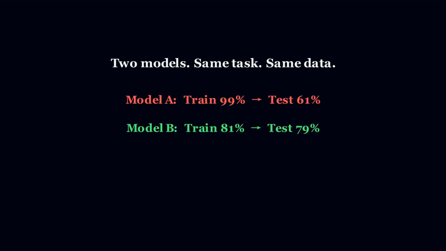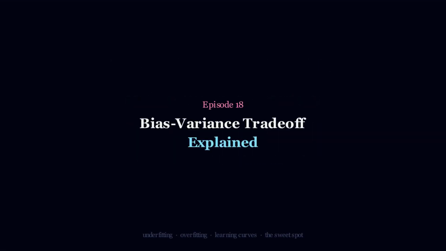Two models. Same task. Same data. Model A, 99% training accuracy, 61% on test. Model B, 81% training, 79% on test. Which one would you have shipped? That question is what this episode answers.